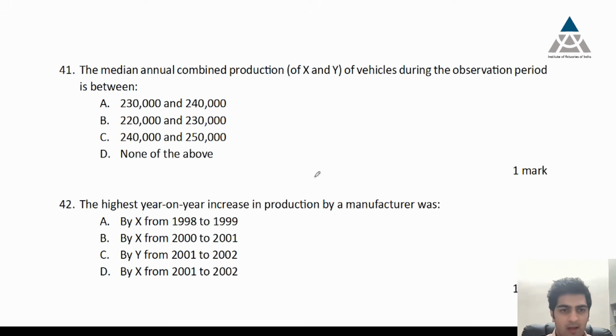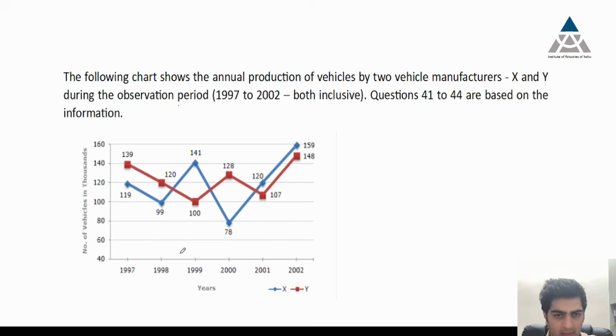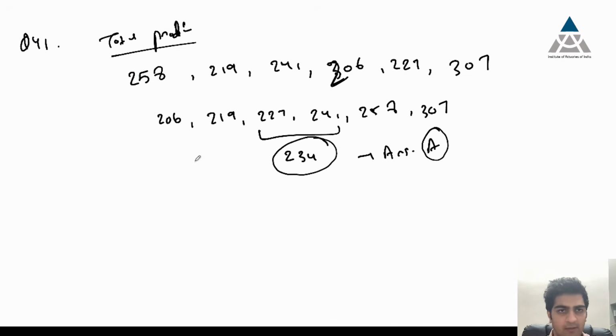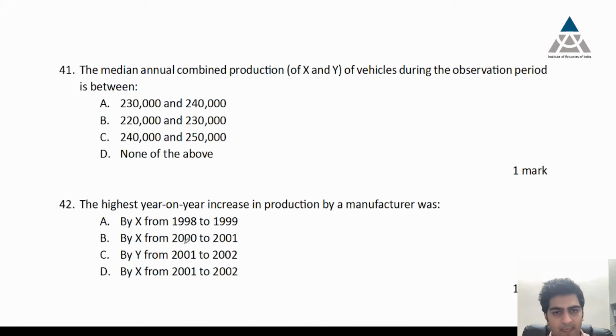Okay. Next one: the highest year-on-year increase in production by a manufacturer was... So you have four options. Simply calculate the year-on-year increase in these four options, and the highest one of those will be your final answer. So the first is X 98 to 99. From 98 to 99, X went from 99 to 141. So let's just write all these numbers. So 141 over 99, that's your first option.